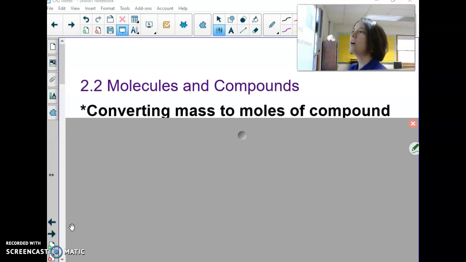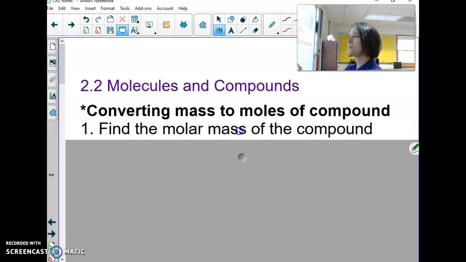And today we are going to be using the molar mass of a compound that we learned how to make and using it in different calculations. So first off, we're going to start with converting mass to moles of a compound. And you may be saying, but Mrs. Haugo, we've already done that. And we have done that for an element, and now we're just adding one more step. So you'll be great at this.